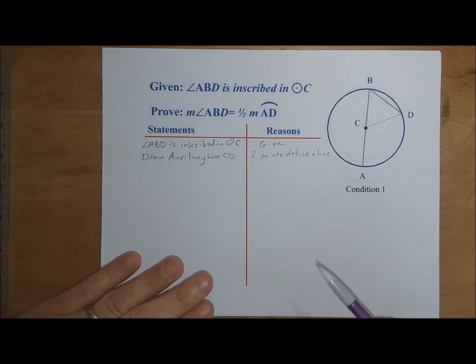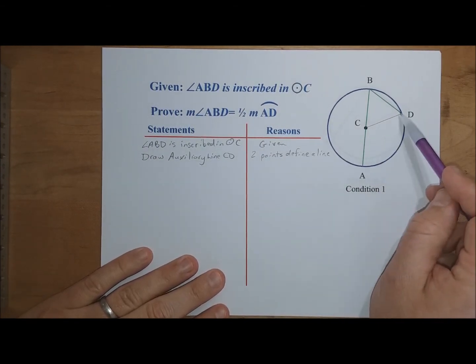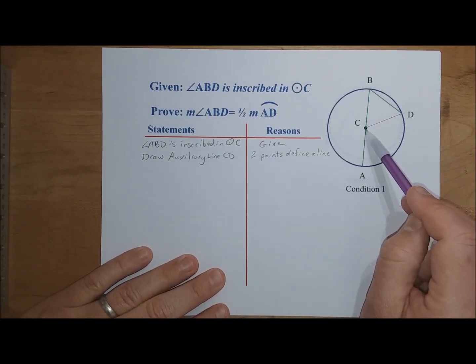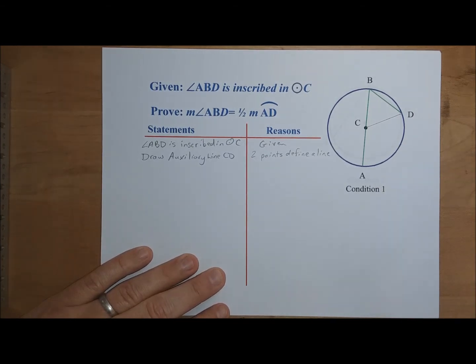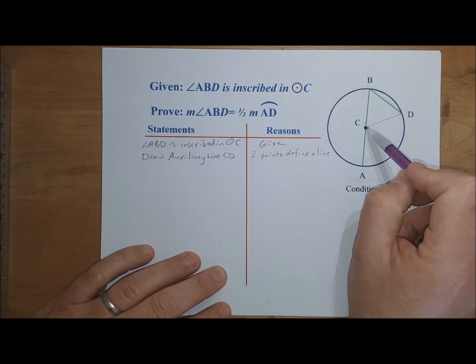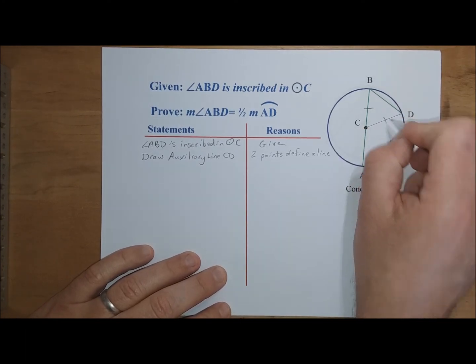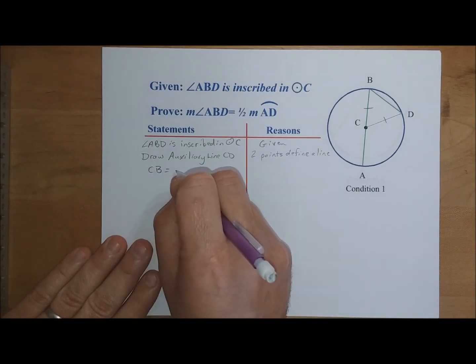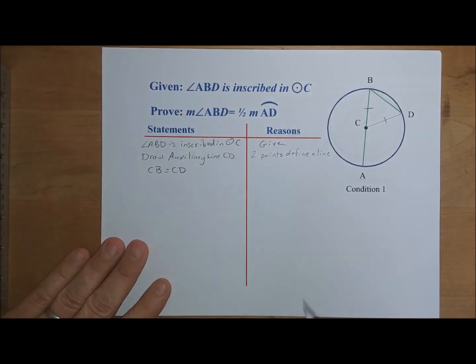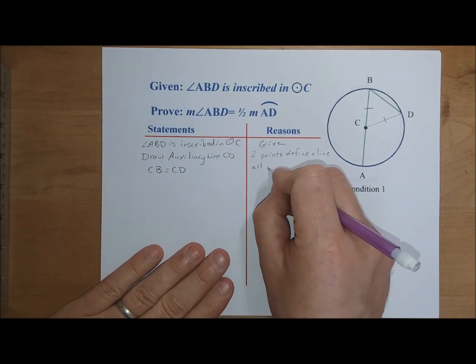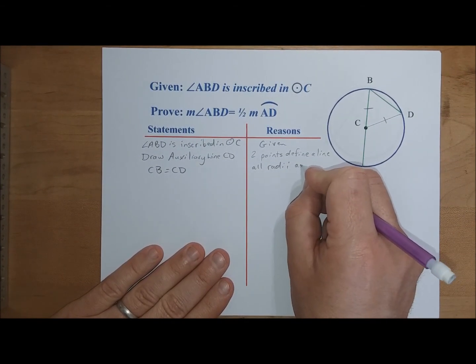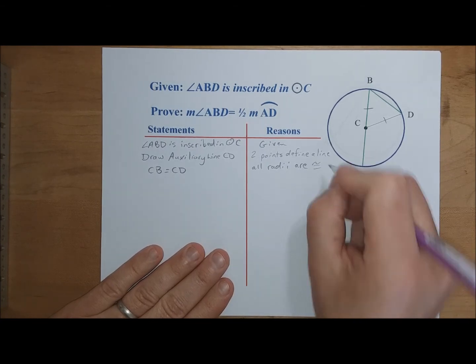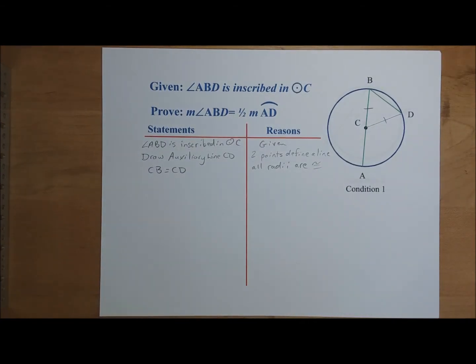What's the significance of that line? Well, hopefully you recognize that CD, or any line that you draw from the center to the edge of the circle, is a radius. And since CD is a radius and CB is also a radius, I'm going to mark those congruent. I'm going to go ahead and state that CB equals CD. And the reason is all radii are congruent in the same circle, right? Okay.